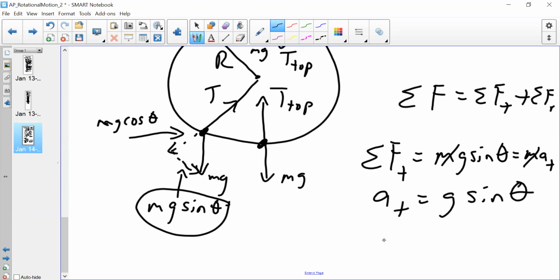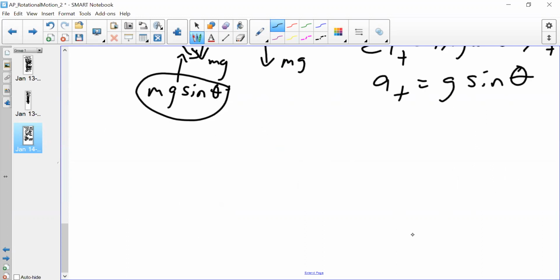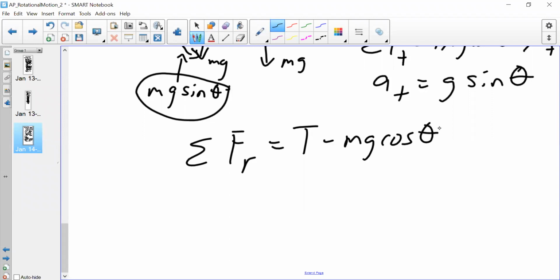And then the radial force, or centripetal force, is going to be T minus mg cosine theta equals mv squared over r.